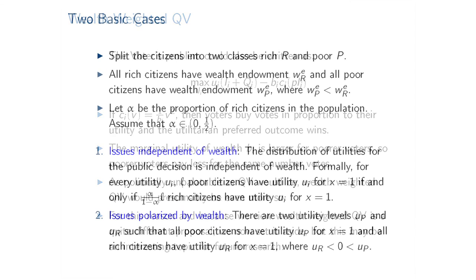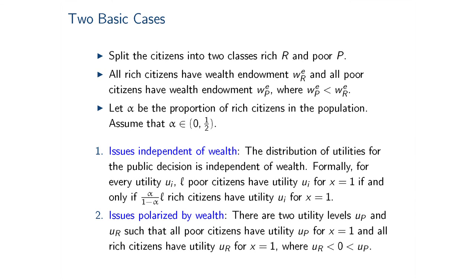Finally, on this utilitarian part, let me talk about two main polar cases that we think are important. Let's split the voters into two classes, rich and poor. Imagine that all the rich have the same wealth endowment, and all the poor have the same wealth endowment. The rich have more than the poor. More than half are poor.